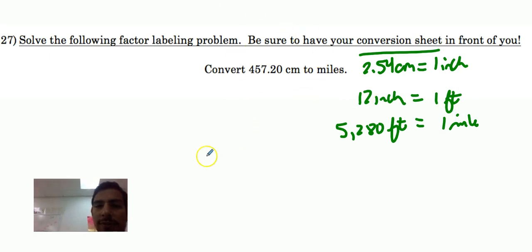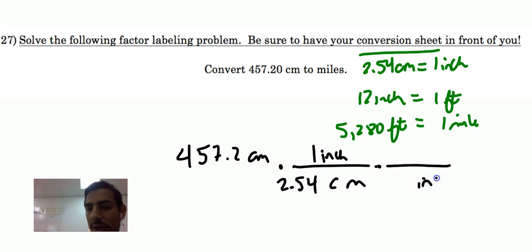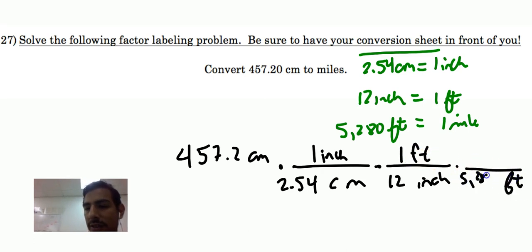All right, so we got 457.2 centimeters. We're going to go ahead and multiply that times. Now I need centimeters to cancel, so I'm going to put centimeters down here with the 2.54. The 1 inch must go on top. And then again, I need inches to cancel. So I'll put inches down here so that I have an inch on top and an inch on bottom. That's 12 inches, but 1 foot goes with it. Then times, again, I need feet to cancel. So I'll put 5,280 feet. To get me miles, which is what I want. I want to be left with miles.